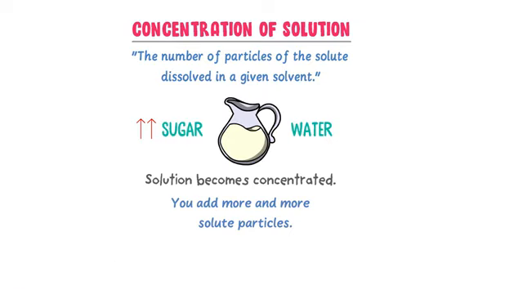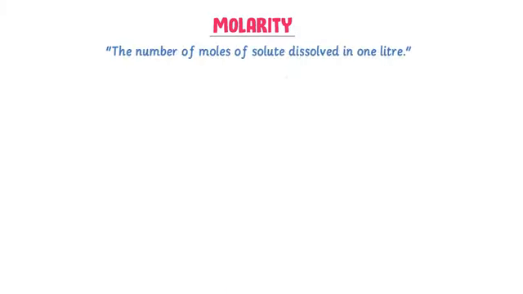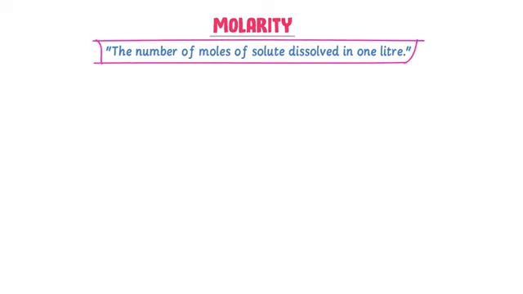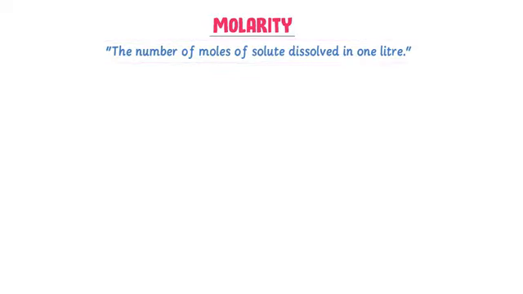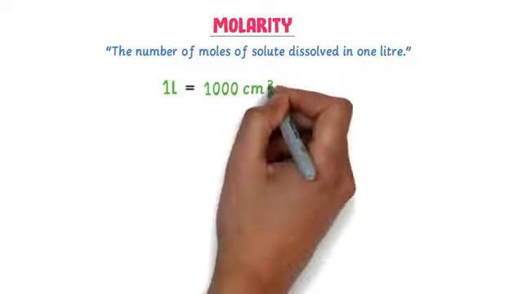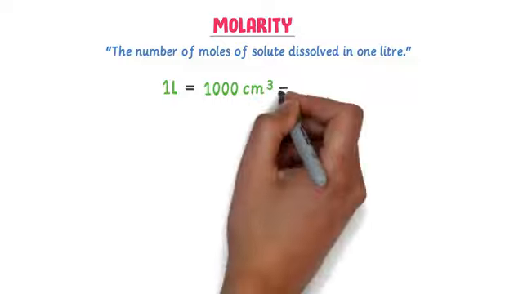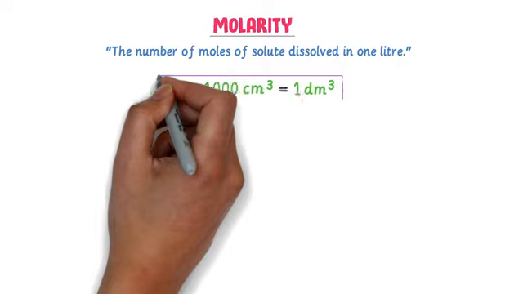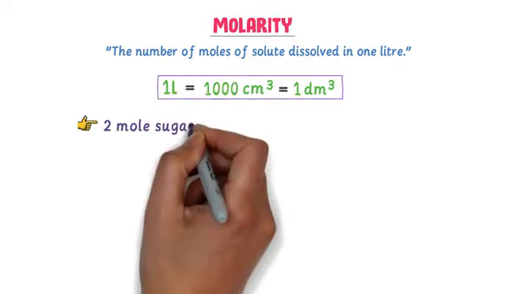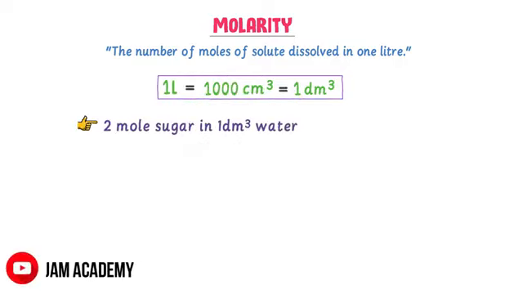Remember that concentration of a solution is expressed in terms of molarity. Now, what is molarity? Well, the number of moles of a solute in 1 liter solution is called molarity. Let me repeat it. The number of moles of a solute in 1 liter solution is called molarity. Also note it down that 1 liter is equal to 1000 cm cube, or 1 liter is equal to 1 dm cube. For example, consider 2 mole sugar in 1 dm cube water.